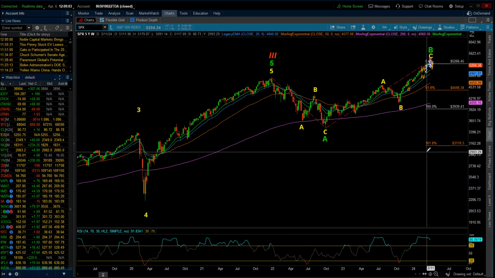What's inside intermediate wave 1? 5 waves of minor degree. They'll also be labeled 1, 2, 3, 4, 5. So what's going to be inside minor wave 1? 5 waves of minute degree, and so forth and so on.